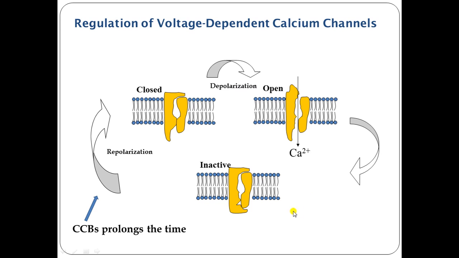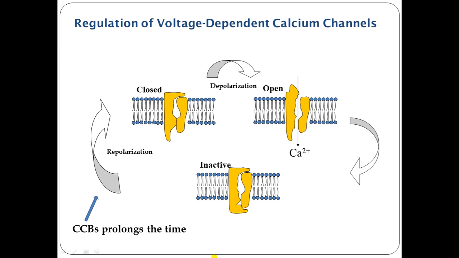Once this calcium is inside the cell, the channel becomes inactive. Okay, it is closed from both the sides, and the channel remains in this inactive stage for a bit period of time. Then it goes into the phase of closed channel, where it cannot be activated by the depolarization. That is called the repolarization phase, and this phase is prolonged. That is the time in which the calcium channels remain in the closed phase. That time is prolonged with the calcium channel blockers.